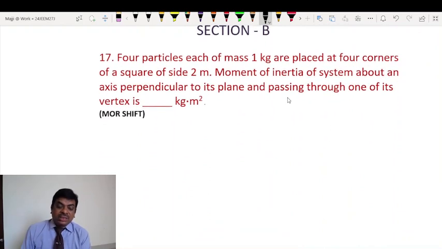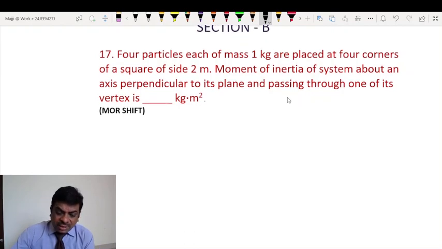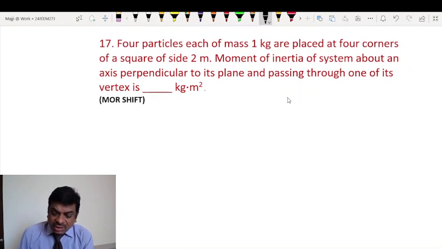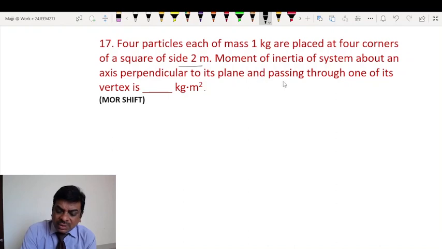You know, students, section B questions are fill up the blanks kind of questions. You don't get options there. Straight away you have to bubble the numbers, numerical questions without any options. Now, 4 particles of mass 1 kg each are placed at 4 corners of a square of side 2 meter. Find the moment of inertia of the system about an axis perpendicular to its plane and passing through one of its vertex.